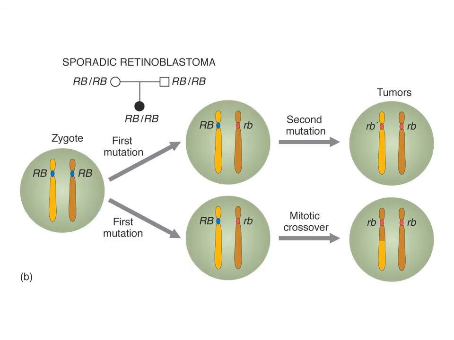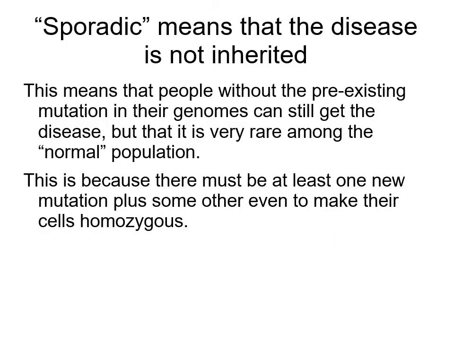Now, in contrast to the inherited form, the sporadic form is not inherited, and it actually takes two independent mutations or events to cause the problem. So the people without the pre-existing mutation can still get the disease, but they have a mutation and then a second event in order to homozygose it. So this is relatively rare, but it does happen, and that is the source of the so-called sporadic, non-inherited forms of this disease.